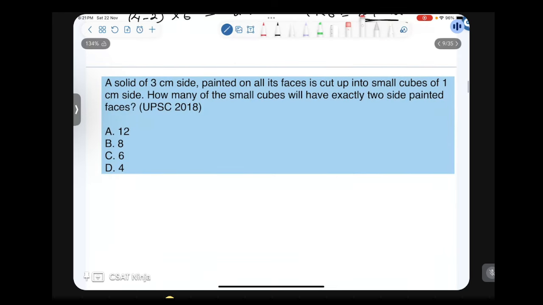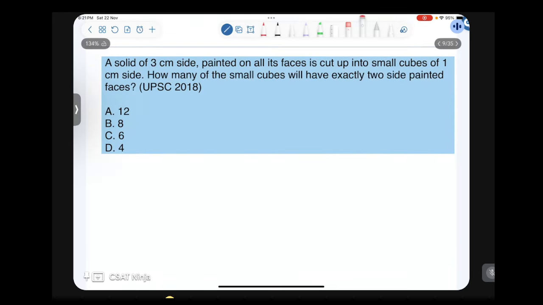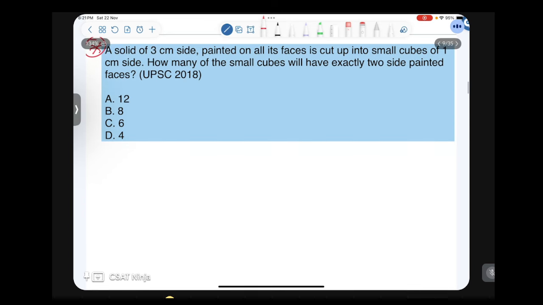Next question is the same thing. This is a question from UPSC PYQ only. A solid of 3 centimeter side painted on all the faces is cut up into small cubes of 1 centimeter side. That means it is similar to the question that we have done earlier. How many of the small cubes will have exactly two sides painted? So this is exactly the same. I'll leave this one as your homework. You can try this one by yourself.